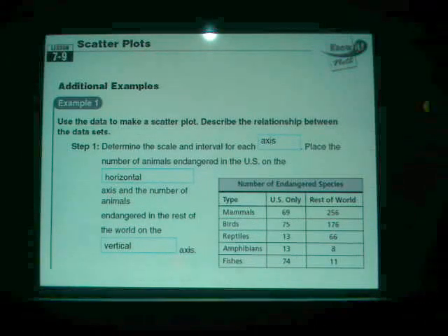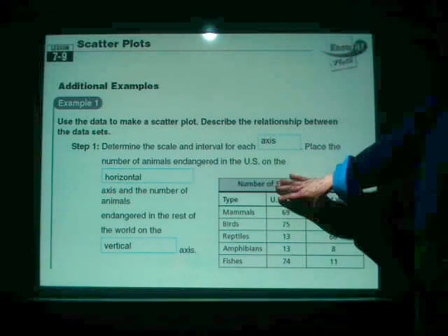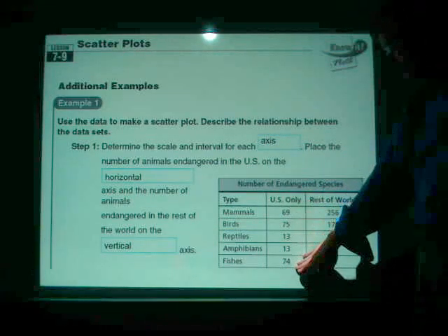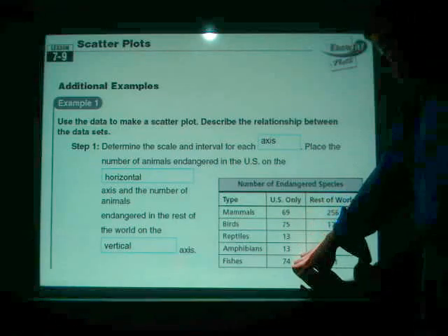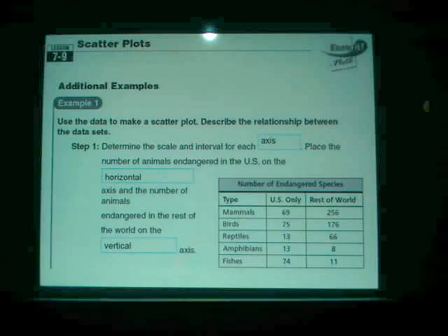So here, we're asked to use the data to make a scatter plot, and we're supposed to describe the relationship between the data sets. As you can see, what we have here are actually three lines of information. We have the type of endangered species that we're representing in our graph, mammals, birds, etc. And then here we have what we assume to be the number of those animals remaining in the United States and the number of those animals remaining in the rest of the world.